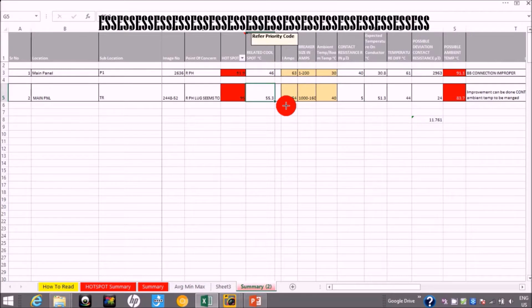So let's see what happens in this scenario. With this situation, what is seen as a culprit is basically a possible ambient temperature of 83 to get 95 degrees centigrade. This is highly impossible. The second one is the contact resistance, which is 24. The expected is 5 and this is 24. Again, we can expect this to be right.